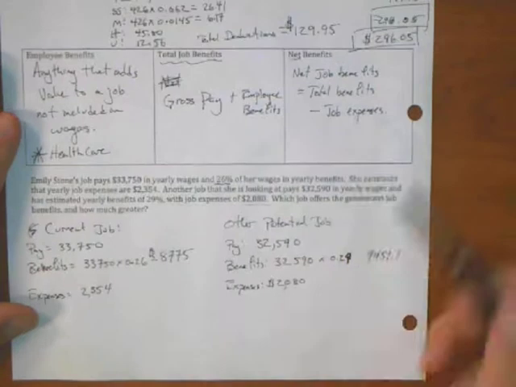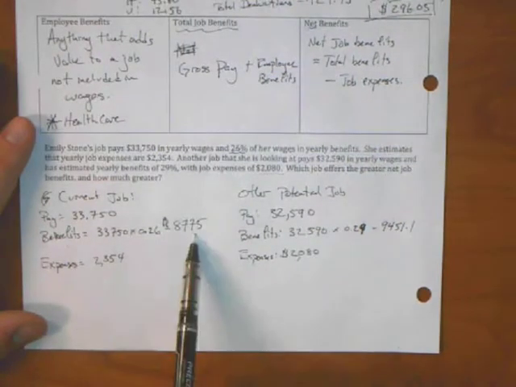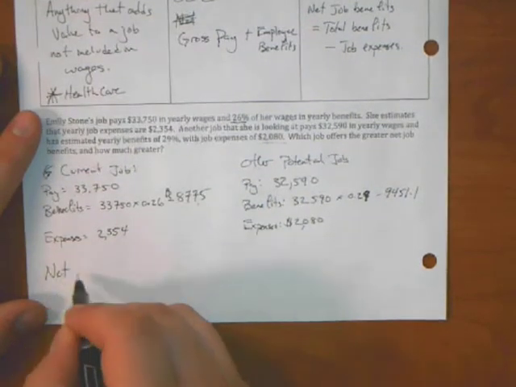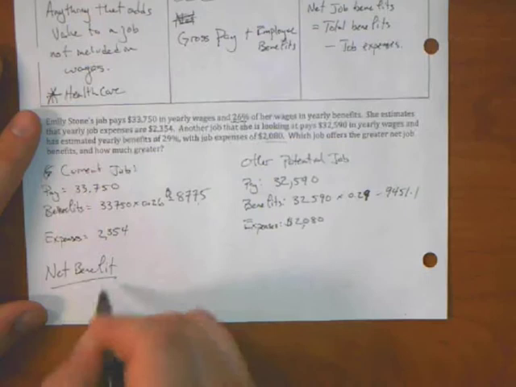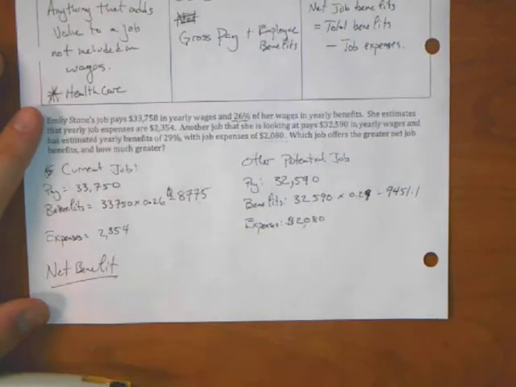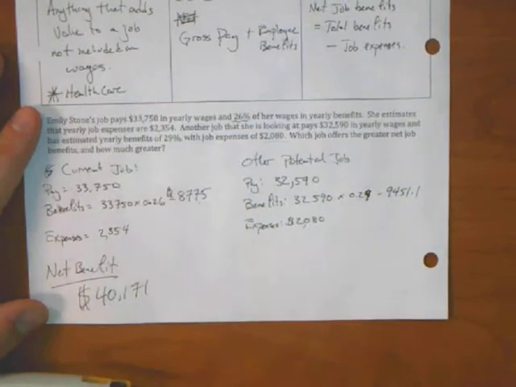So let's see, her net job benefits, as we set up here, is her total benefits minus expenses. So we'll take pay and the benefits together, add them up, and subtract the expenses. So in this case, the net benefit of our first job is $33,750 plus her benefits, and we'll subtract the expenses. That leaves her with a net benefit from this job of $40,171.